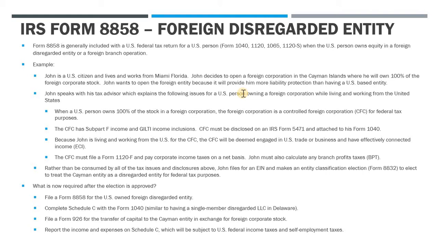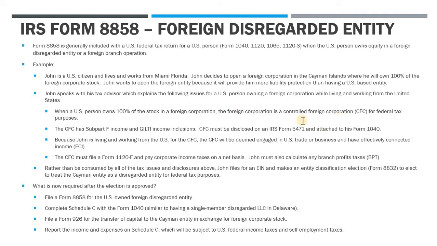So, but now what are the tax issues? That's what we're focusing on here. Well, John talks with his tax advisor, and the tax advisor gives him the good, the bad, and the ugly here. So when you have a U.S. person owning stock in a foreign corporation while you are running the company from the U.S., there's a bunch of issues you need to be aware of. So the first one is if the U.S. person owns 100% of the stock, that foreign corporation is going to be a CFC for federal tax purposes, right?